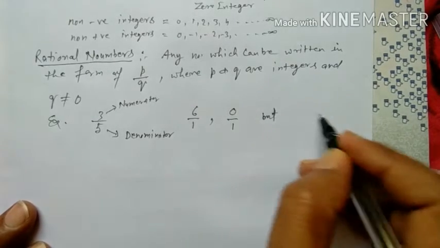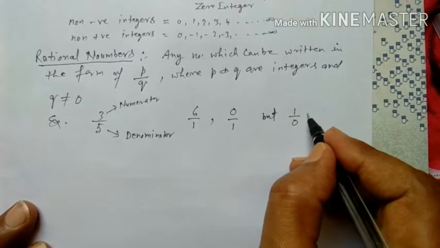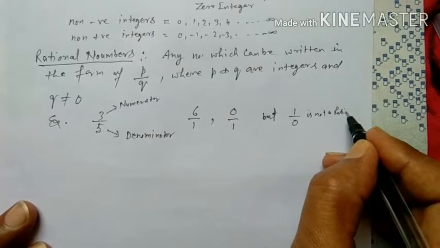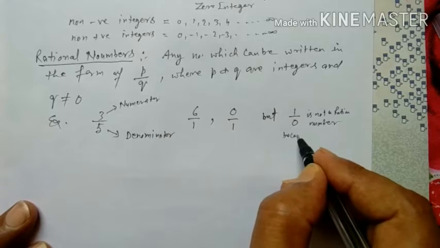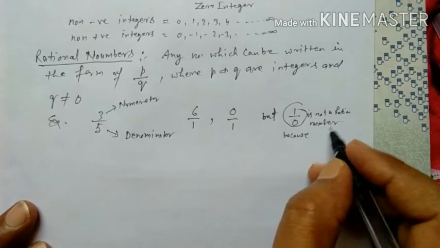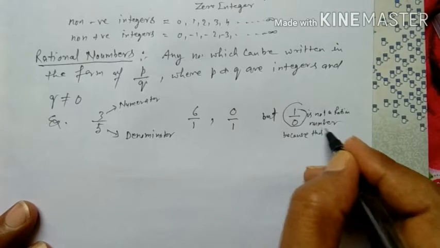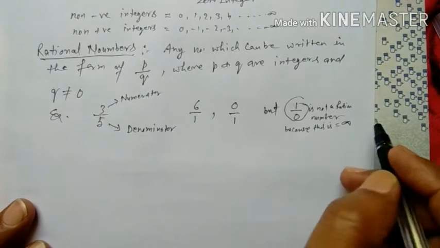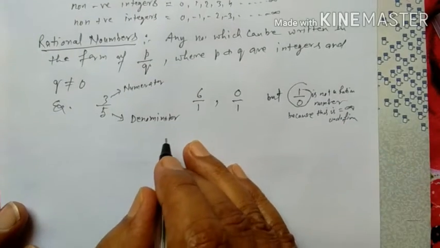But 1 by 0 or any number by 0 is not a rational number, because 1 by 0 is not defined here. This is equal to infinity. Yes, this is an undefined term. 1 by 0 is not defined.